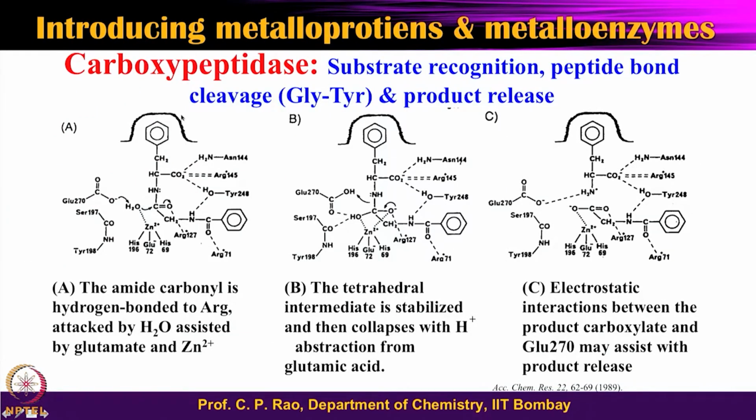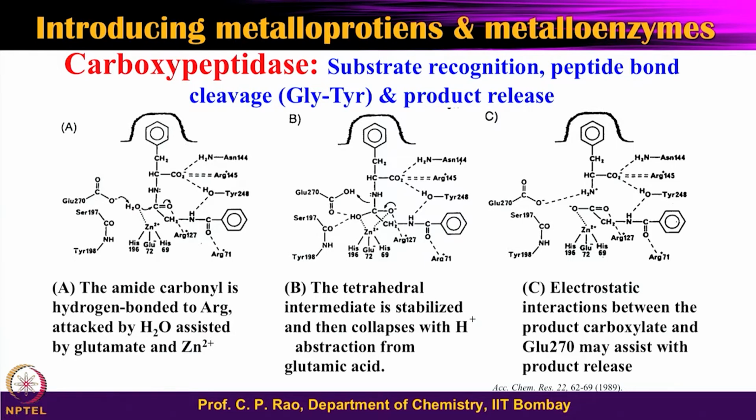So, therefore, for the carboxypeptidase, as I said in the previous case of carbonic anhydrase, there should always be a recognition, the right substrate should be recognized, and then there should be a reaction occurring. So, in this case, let us break it into three possible steps. One is substrate recognition. Next is peptide bond cleavage, and that is not sufficient.